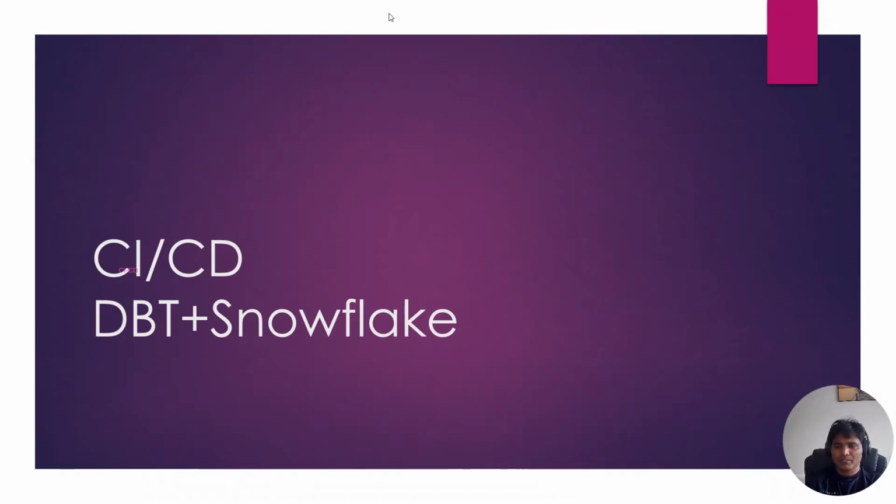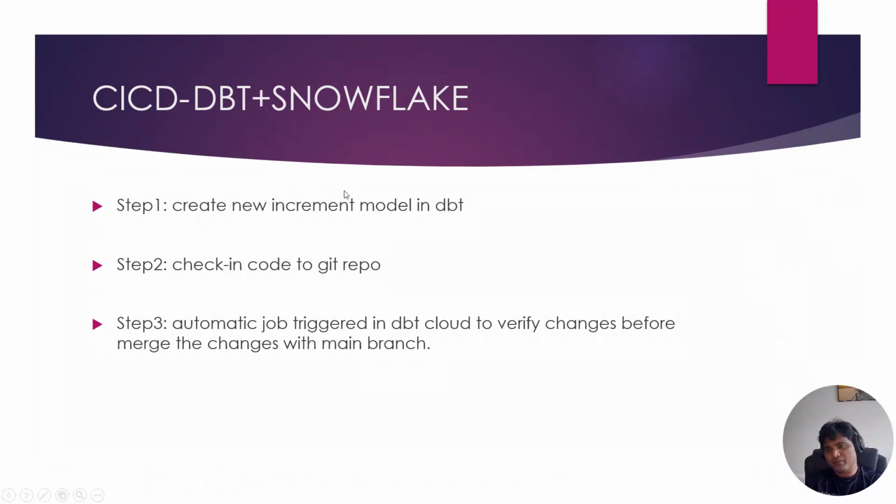This time I'm going to discuss the CI/CD pipeline with a combination of dbt and Snowflake. The main agenda for this video is that we create a new incremental model in dbt and check in the code, and as soon as the code is checked in, the expectation is to trigger the dbt Cloud job to verify that all the code is looking good and it didn't break anything before we merge into the main branch.